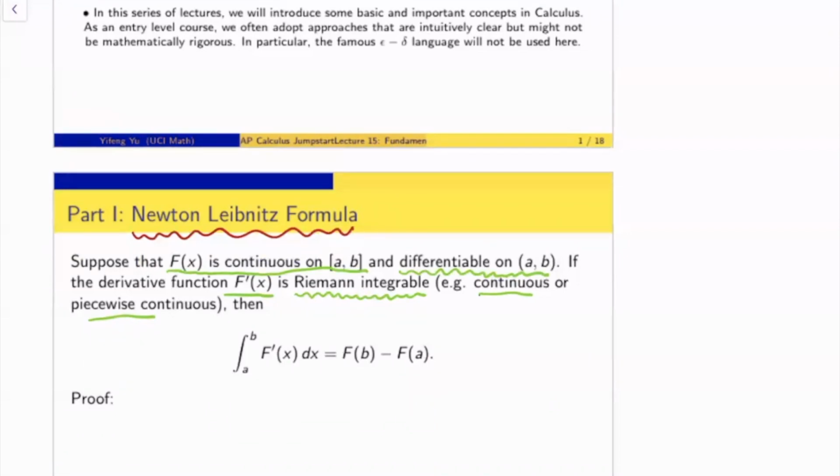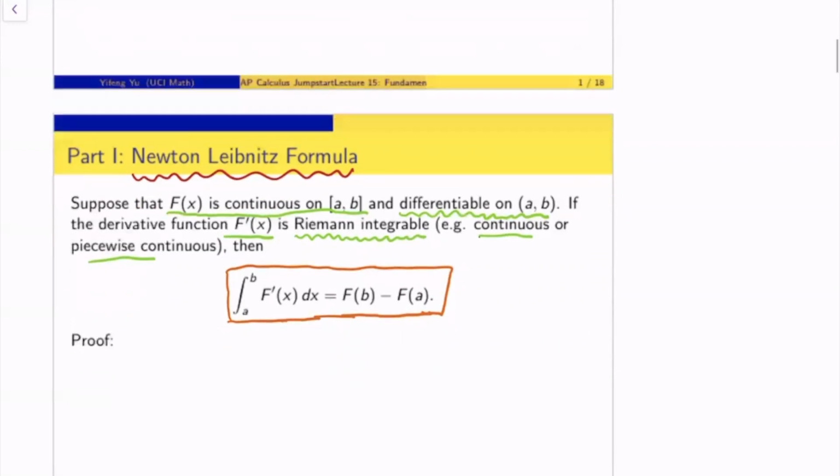All right, if that's the case, then the integral of the derivative function equals the difference of the values of f at the two endpoints. This is the Newton-Leibniz formula. Because this formula is extremely important, let's prove it.